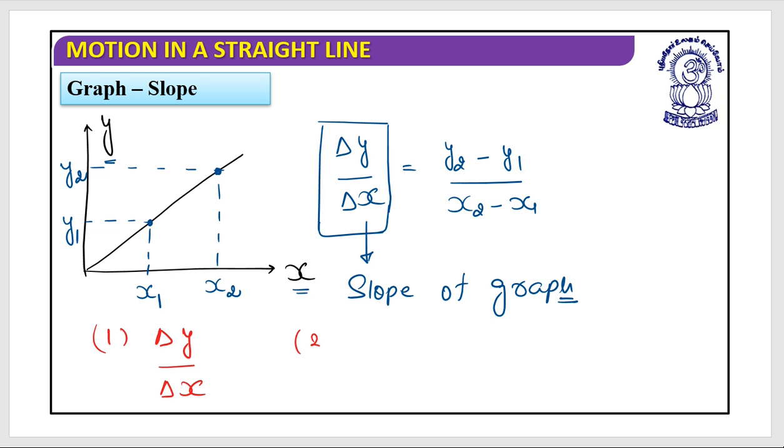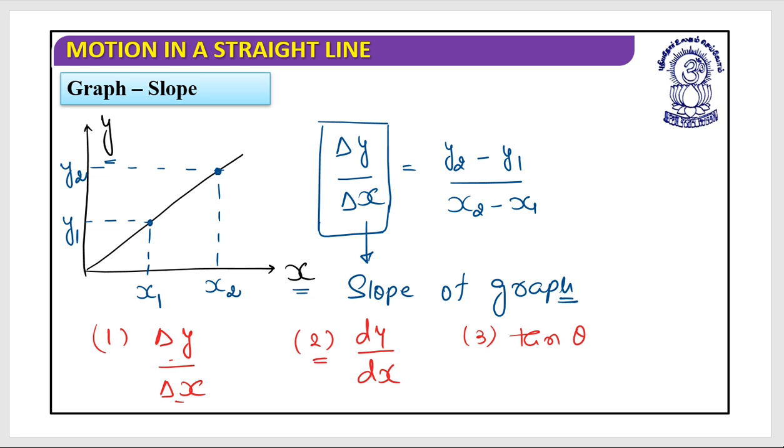A second option to find out the slope is, if these differences are very small, I can write it as dy by dx. This is the second option. And the third option is, I can find out tan theta. I can find out the tan theta.